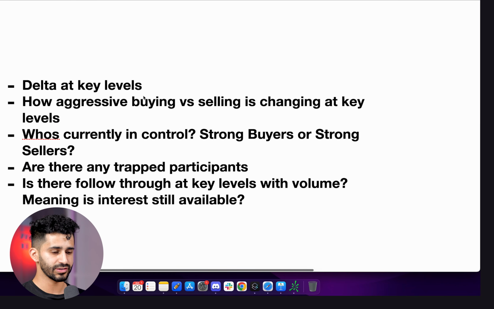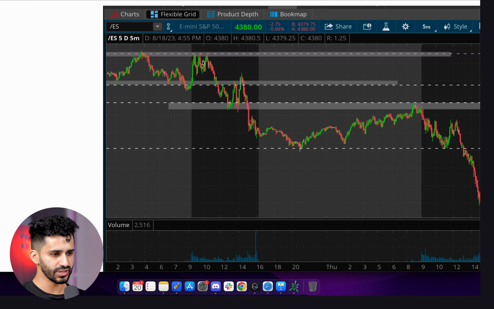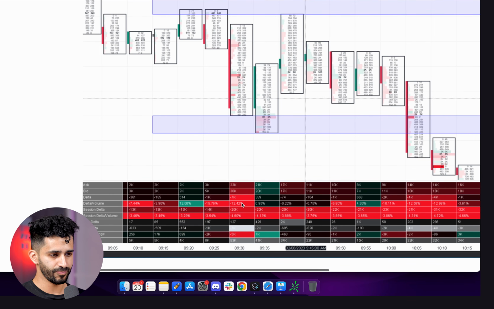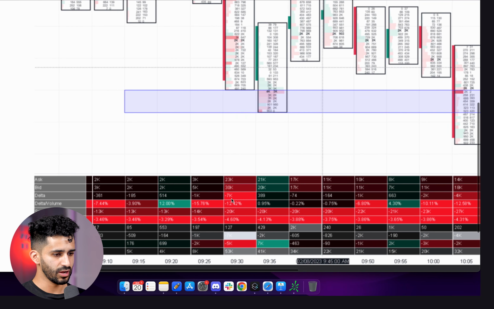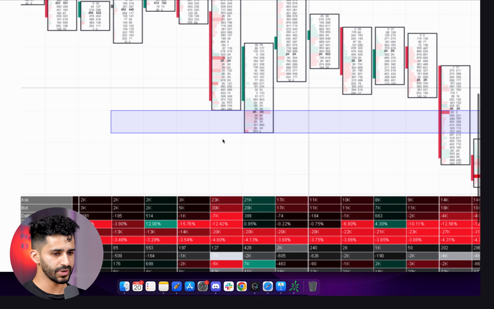These are some of the things I look for. I look for delta at key levels. Number one, if we are going to this key level, what is happening? Are we getting more aggressive buy orders or sell orders? The way I can see that is by this delta. So when I go to this delta and look at this candle, this is a 5-minute candle.